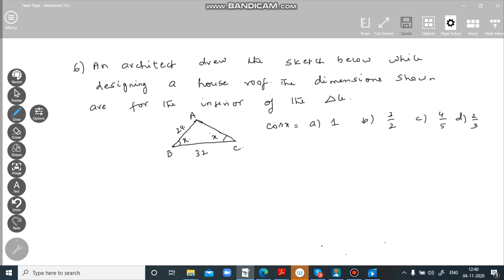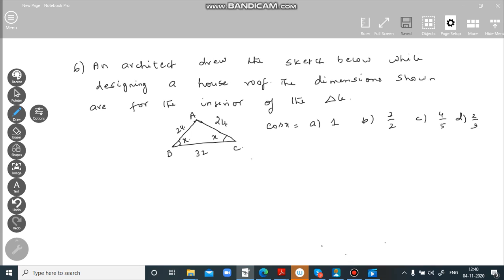Even though we are not given AC, it can very easily be found that AC is also going to be equal to 24 because we are given that both the base angles are x, which means that it is an isosceles triangle. Now, to find the value of cos x, we have to use either the cosine formula or the property of an isosceles triangle.